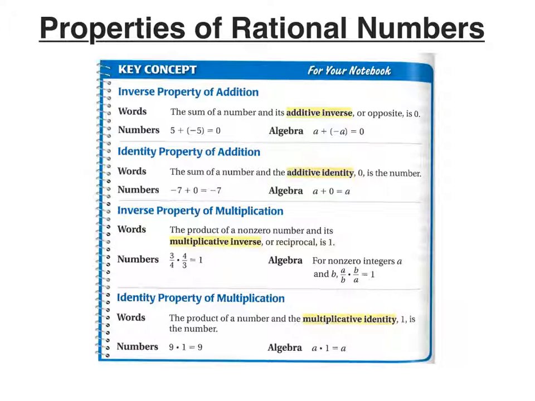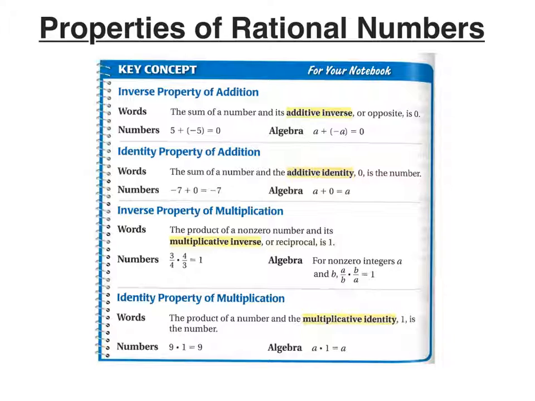The first one is the inverse property of addition. The inverse property of addition says that the sum of a number and its additive inverse, or opposite, is 0, right? And we've seen that before. We've seen that any number, say 5, plus its opposite, negative 5, equals 0. And that applies for any number. If we take any number a and we add the opposite of that number, we will get 0.